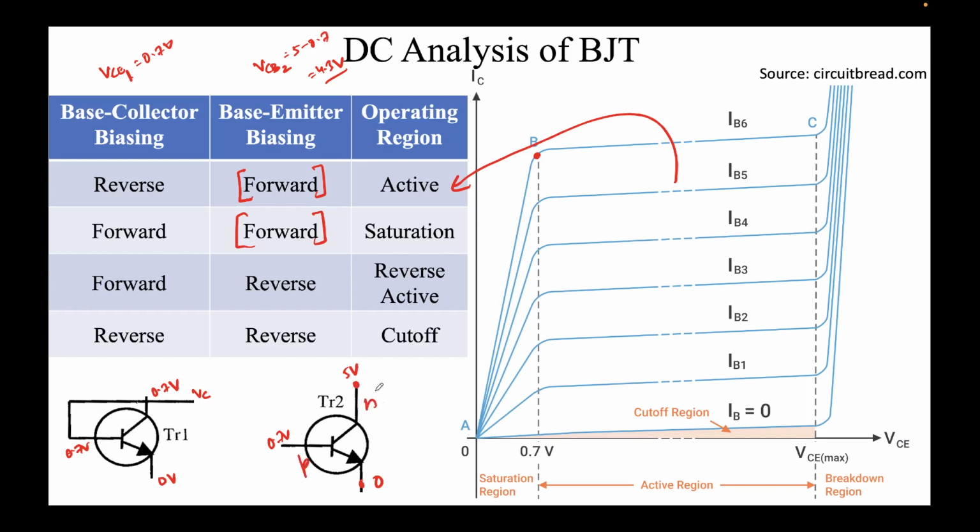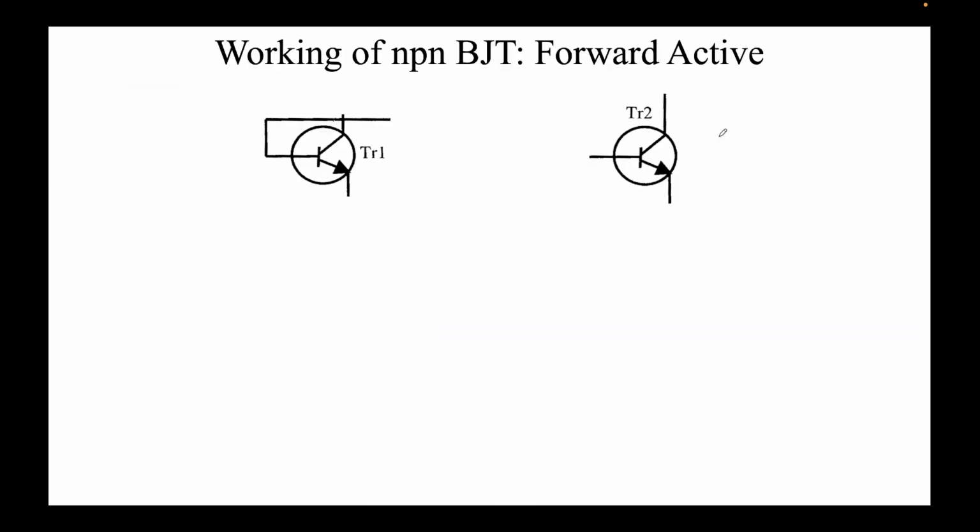Now this is N, this is P. You can see that the collector terminal, which is N type, is at a higher potential as compared to the P terminal, the base. This means this is reverse bias. N is at a higher potential as compared to P. So base collector is reverse bias. This means we can clearly say that transistor 2 is operating somewhere over here, in this region between B and C, this whole region. So I'll write it over here: we know that transistor 2 is in forward active. We have determined that just now in the last slide.